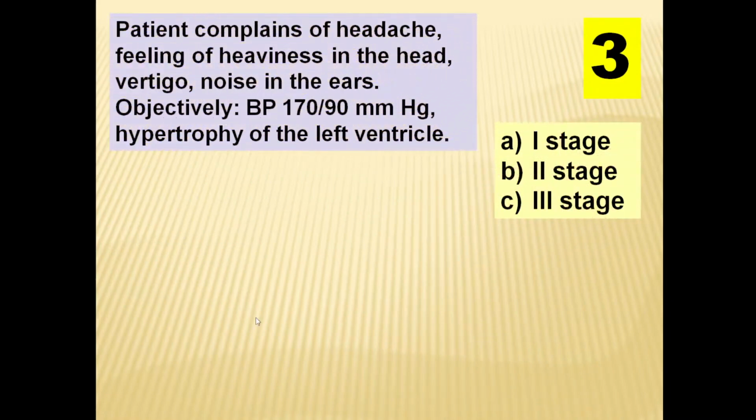Now, to control yourself, you can see this task: your patient has headache, feeling of heaviness, vertigo, noise. Objectively you will reveal high blood pressure and hypertrophy of the left ventricle. What stage do you see? If you think about the second stage, you are right.